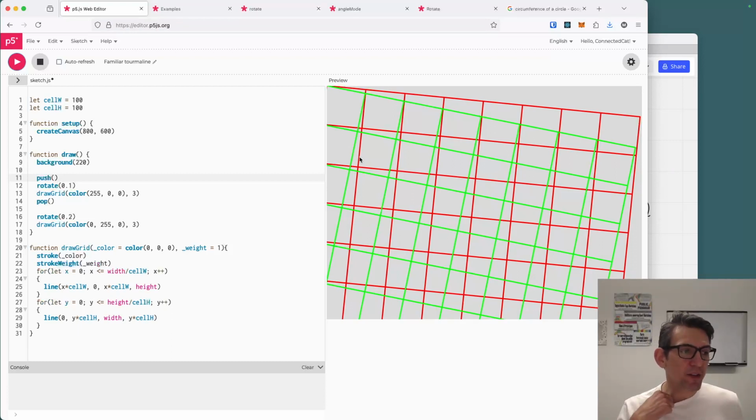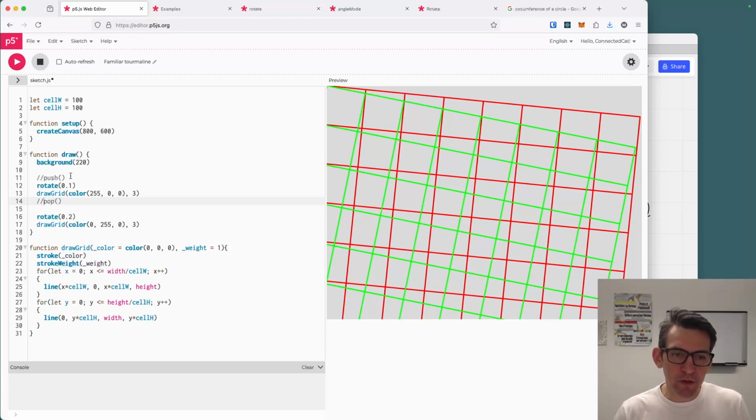Well, actually, that's exactly what we would normally expect, right? So I think another way of demonstrating what that means is, let's just remove this push and pop. I'm going to comment this out, and I'm going to show you the translate function. So the translate function moves something, right?